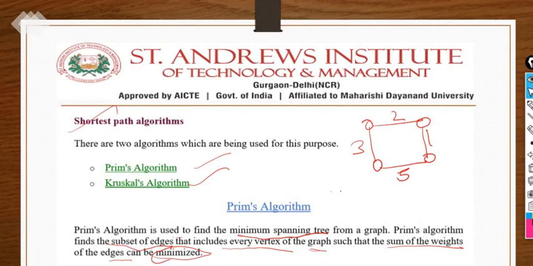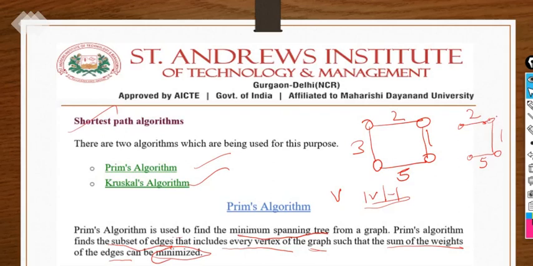If V is the total number of vertices, every vertex must be there in the spanning tree also. And how many edges should be there? The number of edges should be the number of vertices minus 1. How many vertices are there? 4. So all 4 vertices should be in the spanning tree also. And how many edges? Vertices minus 1, that means 3: 1, 2, 3. What are the weights associated with those edges? 2, 1, 5.